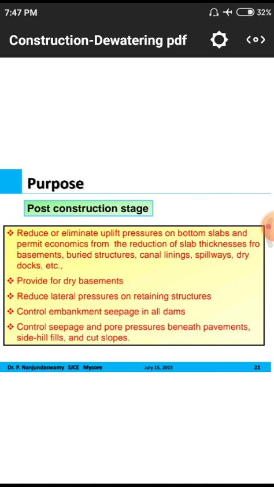Next one, reduce lateral pressures on the retaining structures. What is a lateral pressure? Normally in different structures we observe these lateral pressures in the form of shear forces and other forces. If the lateral pressure is high, automatically there may be falling or breakdown of the structure. To arrest those failures, we need to reduce the lateral forces on the structures.